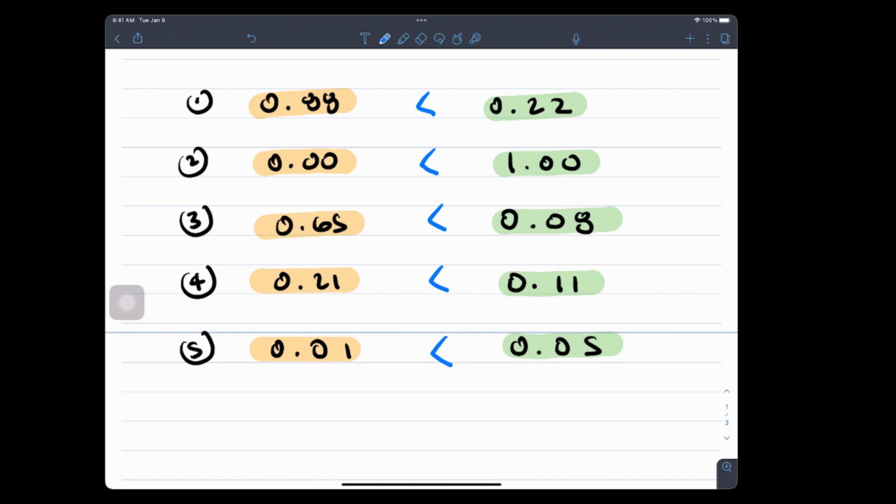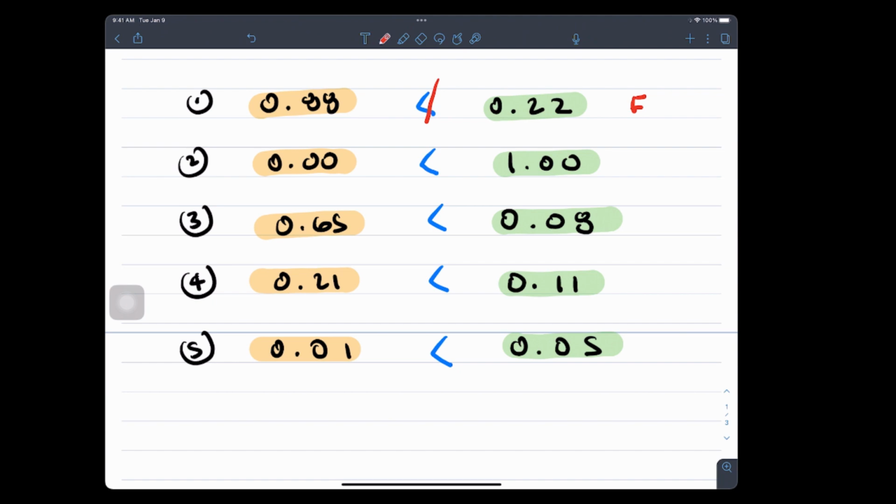All right, ladies and gentlemen, let's double check here. Okay. So is 88 cents less than 22 cents? Say what? No, it's not less than. That was a false statement. Is that right? Okay, you guys okay with this?